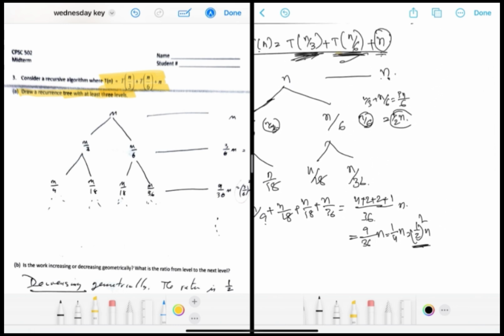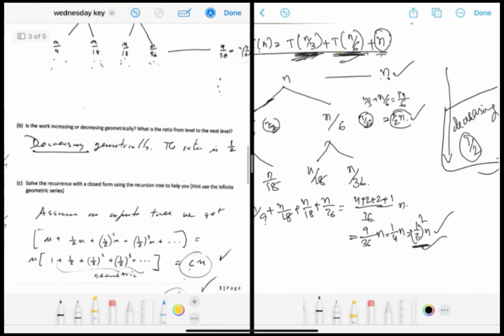The work done here is n, here is 1 by 2 n, here is 1 by 2 square n. So the work done in each level is decreasing, and it is also decreasing with a ratio of 1 by 2. So that is what we're going to determine from writing like this. So the second question is basically this answer. So let's just go for the next question.